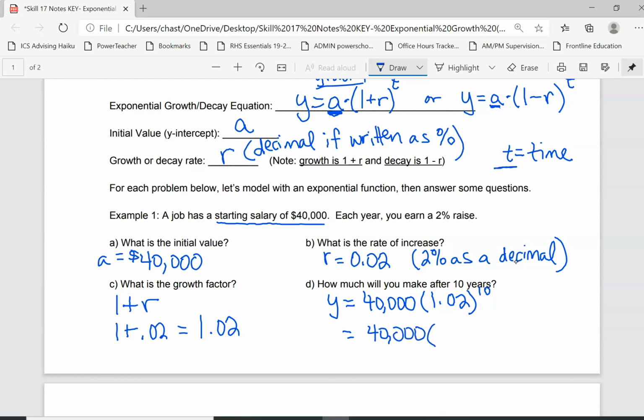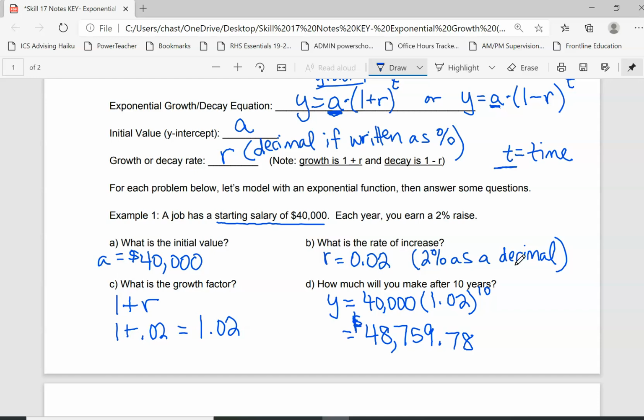1.02 to the 10th power. We get a really long decimal, so I'm not going to write that out, but instead I'm just going to put the 1.02 to the 10th power in the calculator first, and whatever that comes up with, I'm just going to hit times 40,000. And so we're going to get $48,759.78. That's going to be our answer.